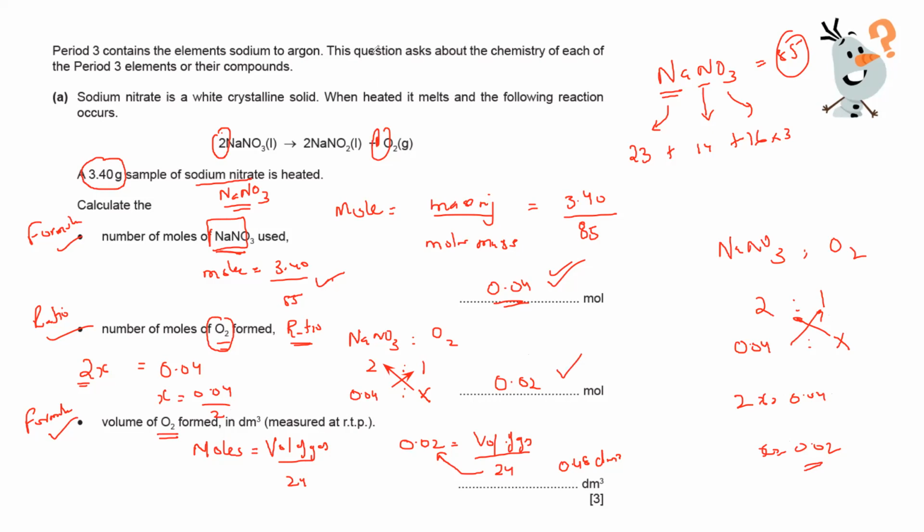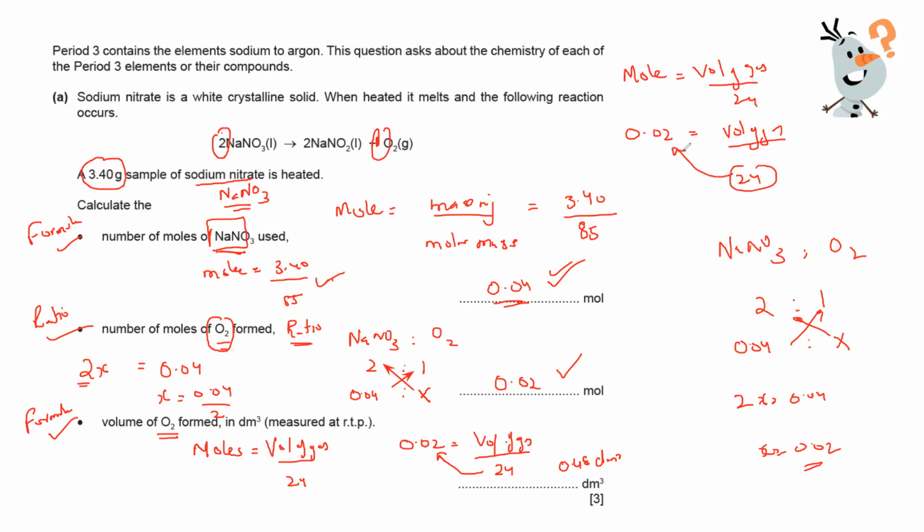And the last part can be done by a formula. If we need the volume of a gas and we have the moles, the formula which relates them is moles equals volume of gas divided by 24. So there were 0.02 moles of oxygen, volume of the gas we don't know, divided by 24. If 24 is divided, on the other side it will be multiplied. So 24 times 0.02 will give us 0.48 decimeter cube of oxygen gas. Is it clear to everyone how this question is done?